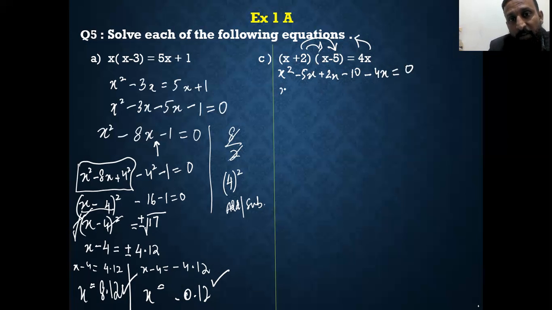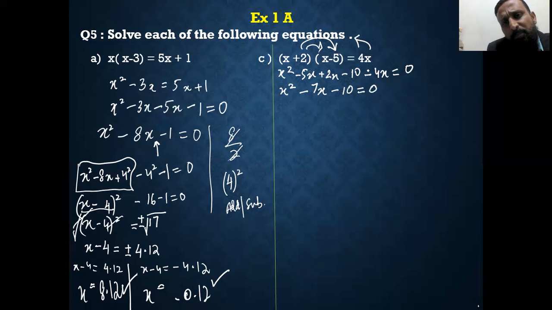Now we're going to simplify it by adding up the like terms. Negative 5x, negative 4x becomes negative 9x. Negative 9x, positive 2x, becomes negative 7x. Then we have negative 10 equals 0.